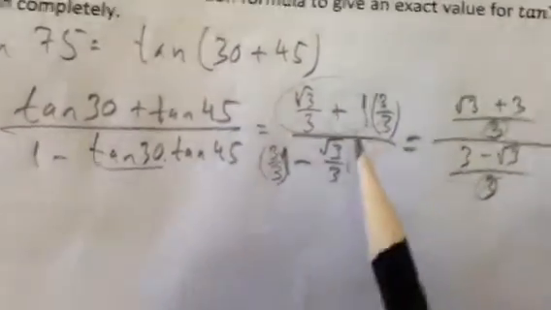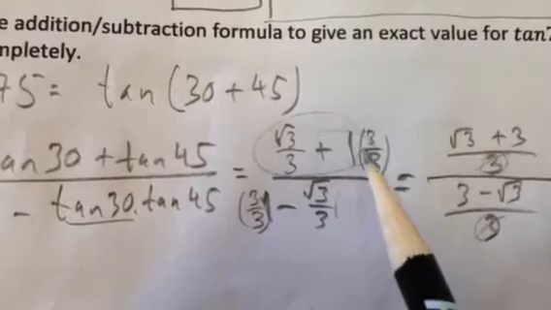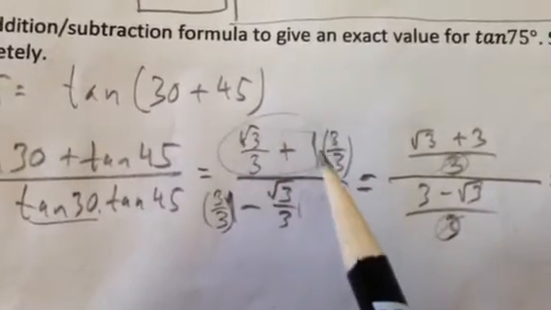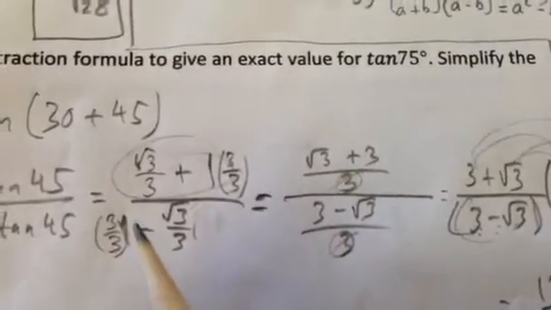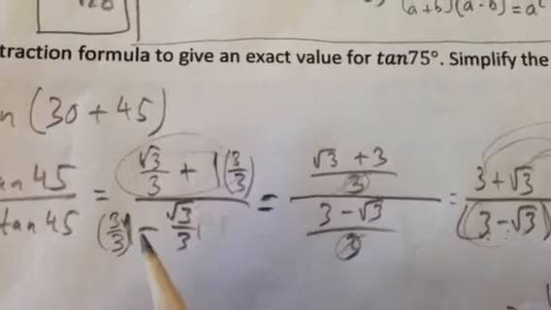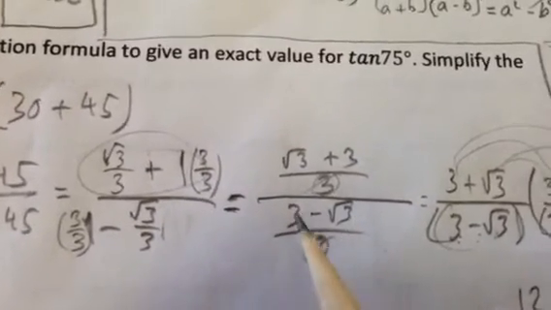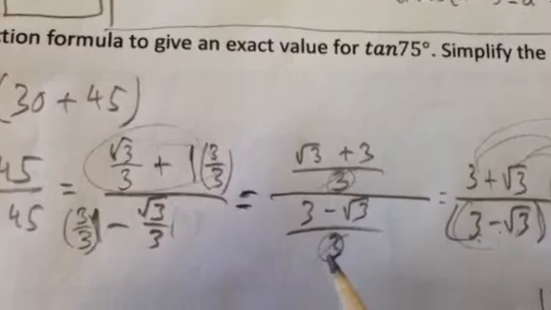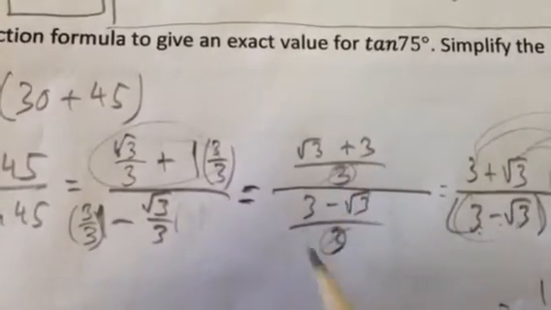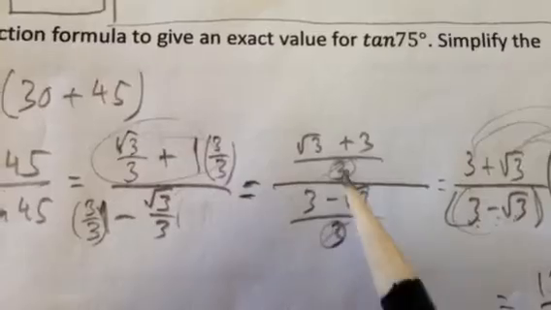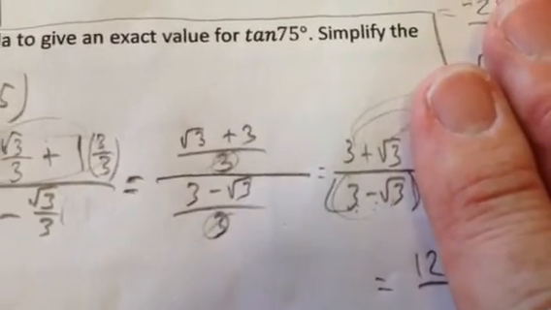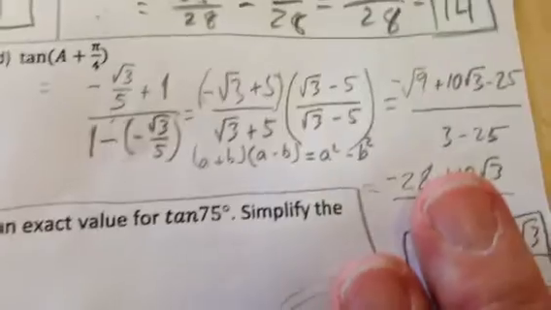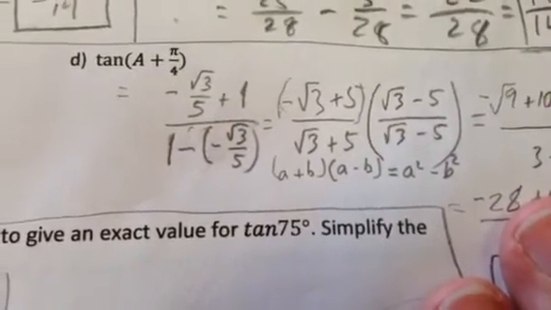All right, but anyway, I'm going to change this 1 to a 3 over 3 so that I can combine these two things into one fraction, root 3 plus 3 over 3. The bottom, I'm doing the same thing. 1 is the same as 3 over 3, so 1 minus root 3 over 3 is the same as 3 minus root 3 over 3. Now, I have this fraction on top divided by this fraction on the bottom. These two denominators being equal will cancel each other out. That leaves me with this fraction right here, 3 plus root 3 over 3 minus root 3. So it's a very similar situation that I had on the top of that previous problem.